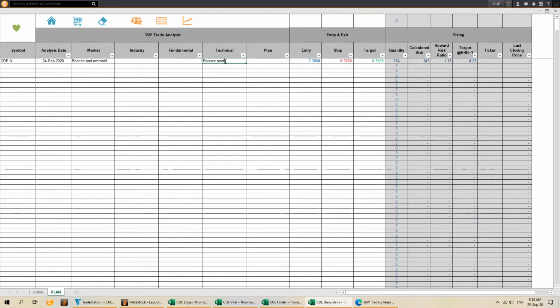Bounce setup. Let me be explicit: Q bounce setup plus bullish headwind, bull release, and weekly memory support. This is the reason technically I am thinking of buying the stock.